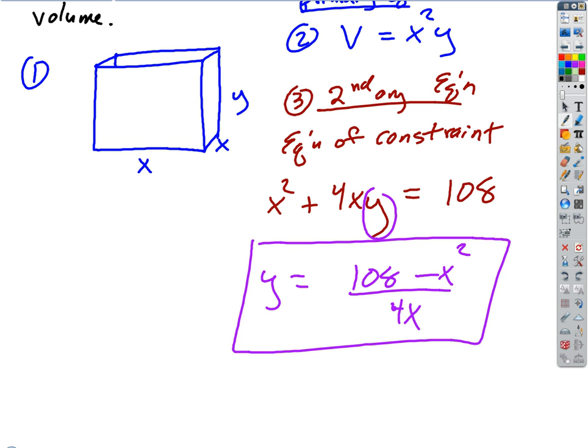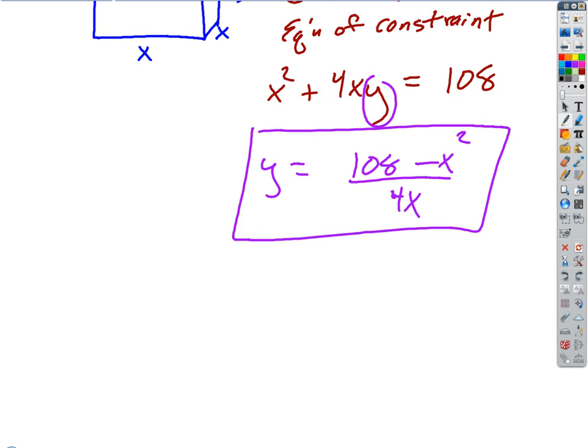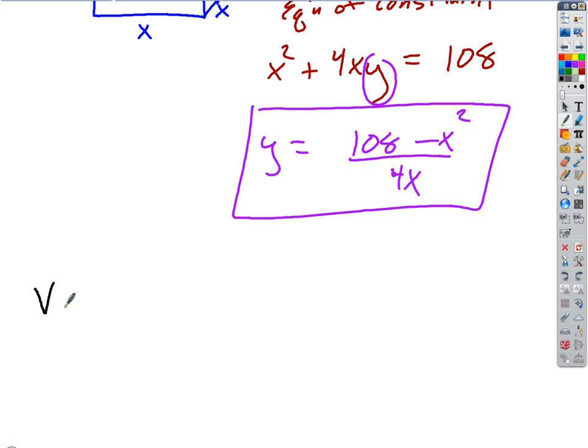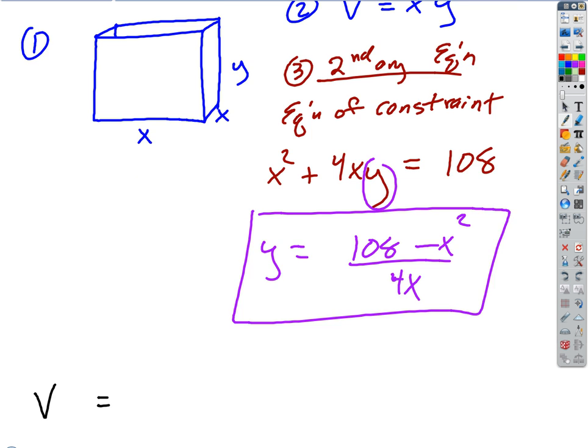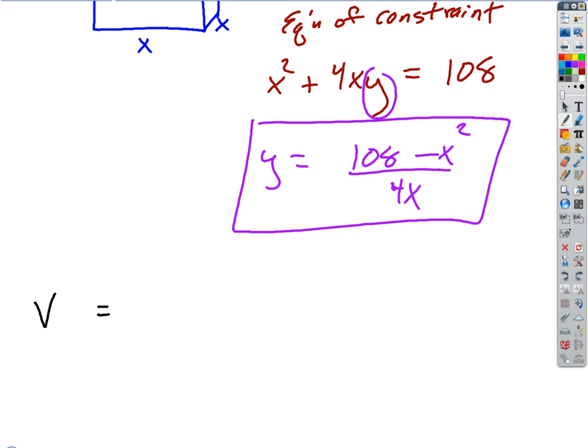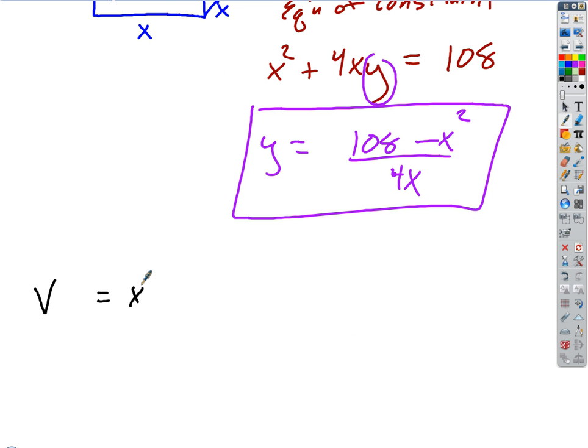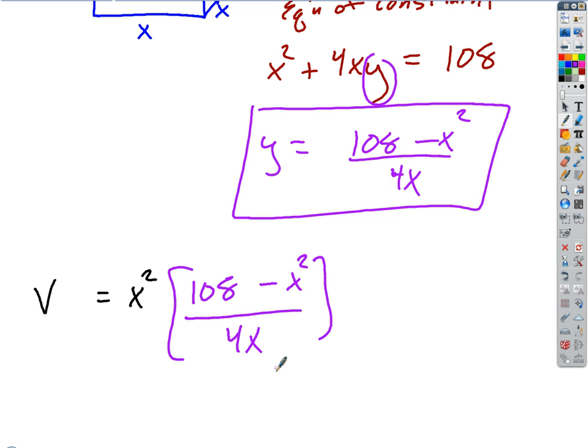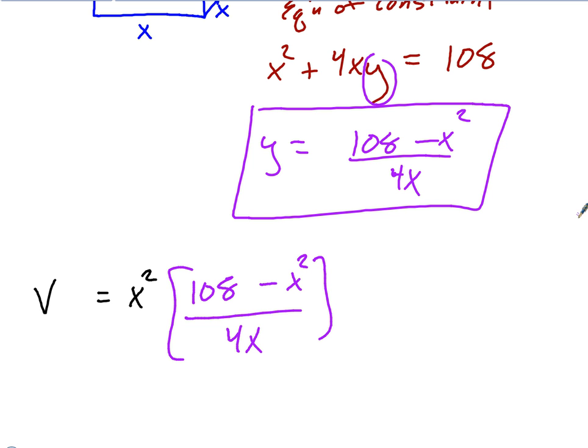Okay, so now I'm running out of space here, but let's try that. So we end up with volume equals x squared times y. So x squared times that, right? Seems like product rule. 108. Agreed? Okay, so now let's take that and we'll go to the other page and continue.